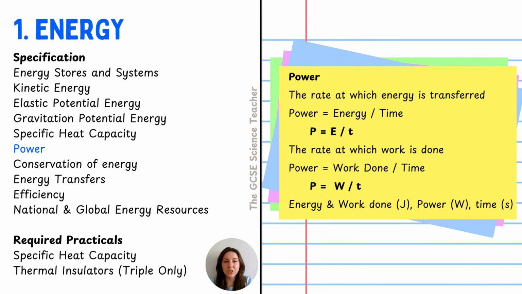Power is the rate at which energy is transferred, and it has two equations. Either power equals energy divided by time, or P equals E divided by t, or it could be the rate at which work is done. So power is equal to W, work done, divided by time. Remember that energy and work done are both measured in joules. Power is measured in watts, and time is measured in seconds.